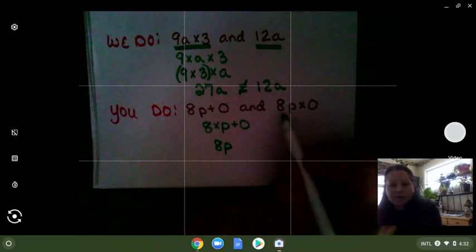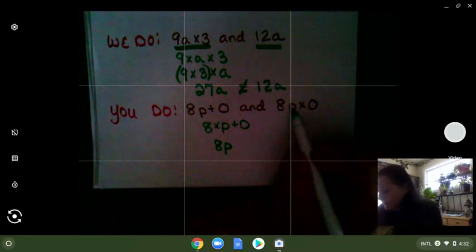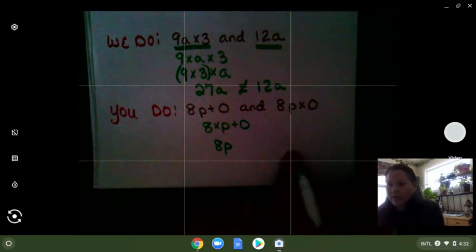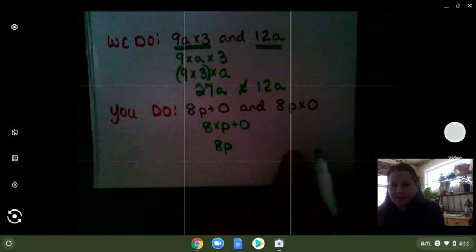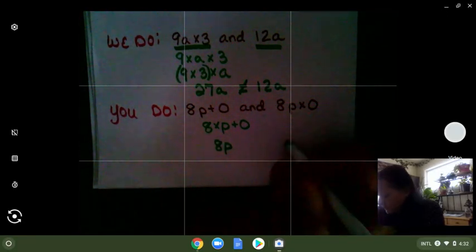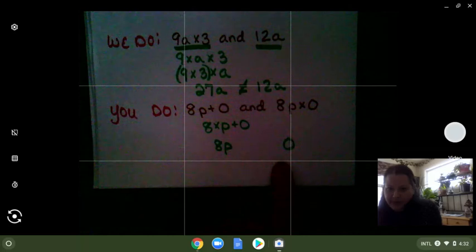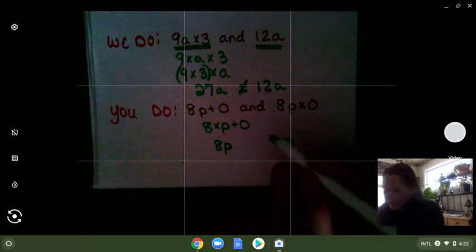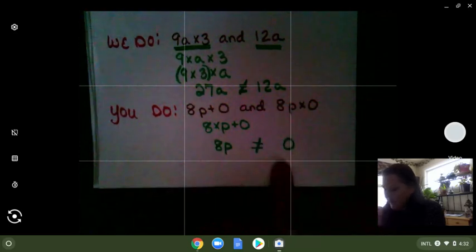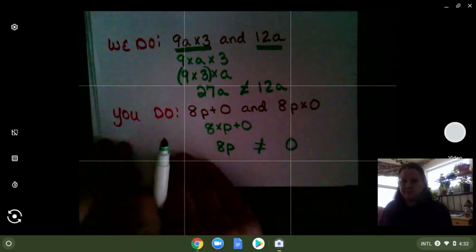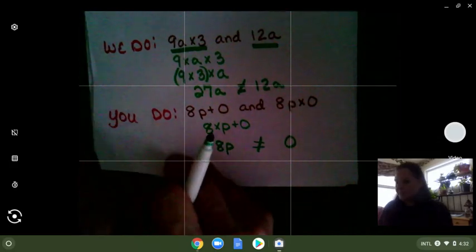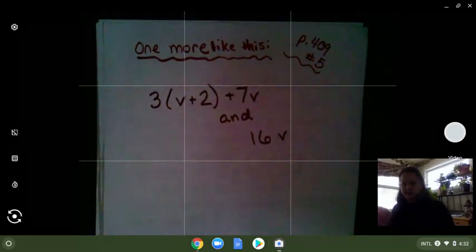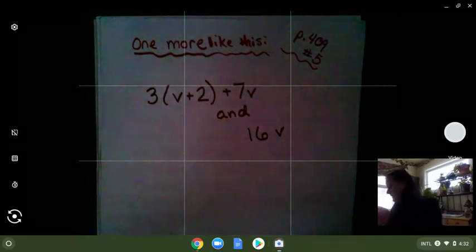However, if we multiply 8 times p times 0, whenever I multiply by 0, my answer is always 0. So for this one, it's just going to be a 0 when I simplify it, because that 0 multiplied times anything makes it 0. So these, again, will not be equal. Those are not equal. Multiplying by 0 is a lot different than adding 0.